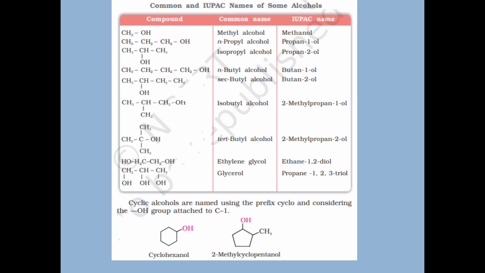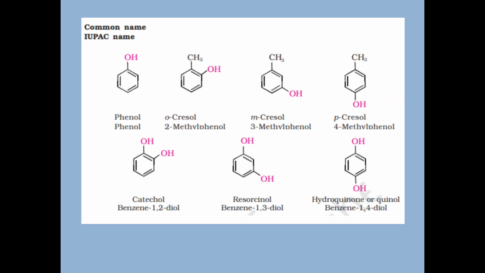Next is ethylene glycol or ethane-1,2-diol, and the last one is glycerol. Its name is propane-1,2,3-triol. Cyclic alcohols are named using the prefix cyclo, considering the OH group as attached to the C1 carbon. So the first one here is cyclohexanol, the second is 2-methyl cyclopentanol.